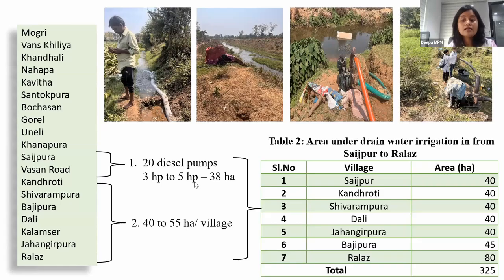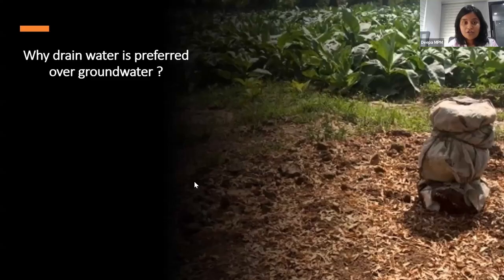You can see in the table that in Bajipur, 45 hectares of land is under wastewater irrigation, and in Ralas, around 80 hectares. So I took this 40 hectares as a minimum area that is under wastewater irrigation, as told by the villagers. In total it accounts for about 325 hectares under wastewater irrigation. So coming to the question of why they prefer the drain water over the groundwater.